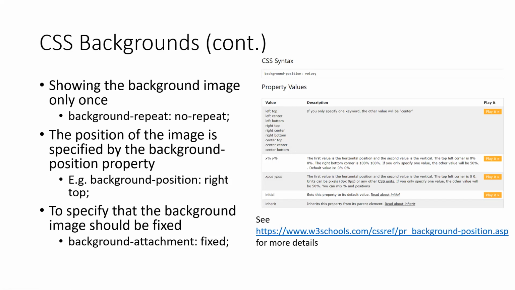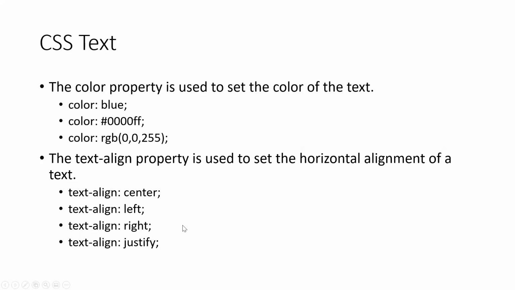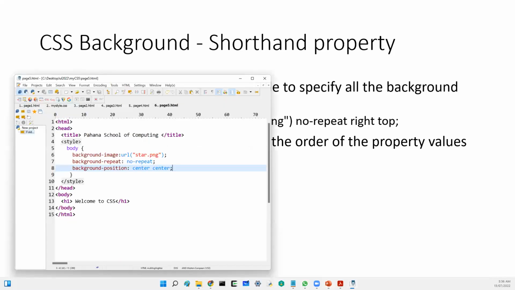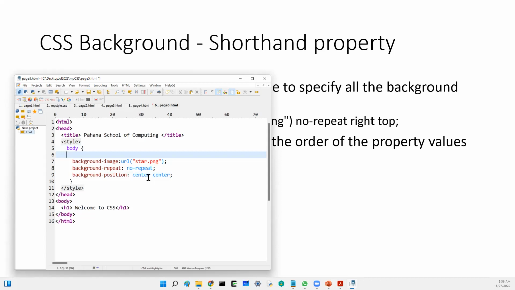And then we can say, okay, this should be fixed. That we can say, okay, background attachment should be fixed. Right. And if you're going to have everything together, you don't have to type separately like this. You can just say background. Instead of putting everything like this, you can put everything inline, right?